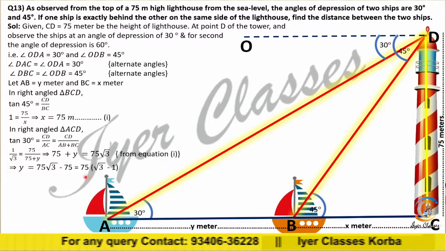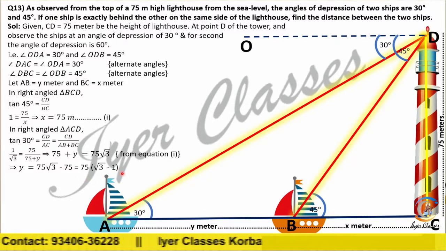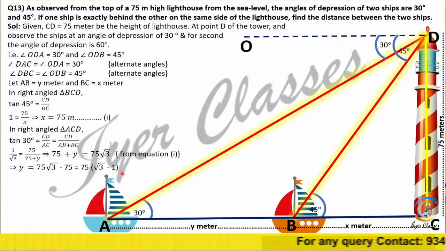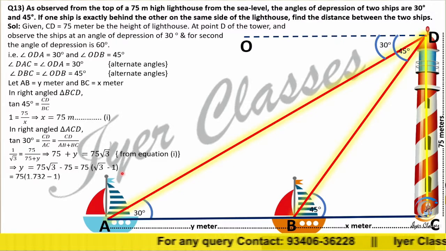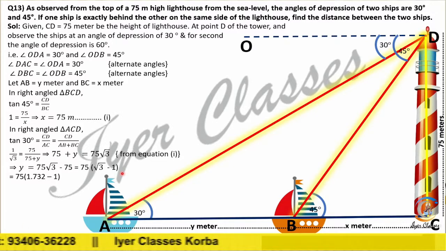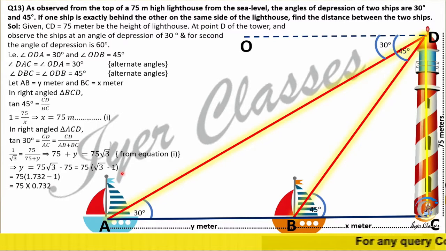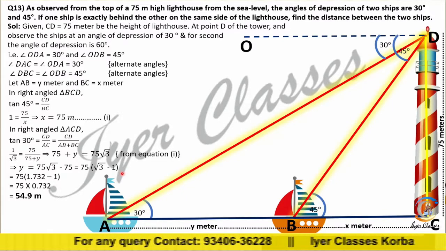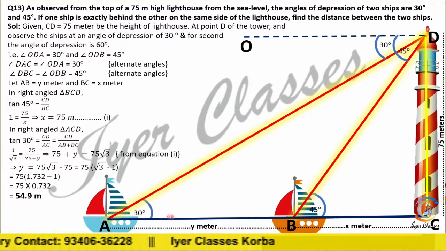Take out 75 common, inside the bracket you have got root 3 minus 1, right? So the distance between the ships is 75 times, inside the bracket, root 3 minus 1, right? Root 3 is equal to 1.732 minus 1. So you have got 75 into 0.732. On calculation, it gives you 54.9 meters. So the distance between the two ships here is equal to 54.9 meters, right?